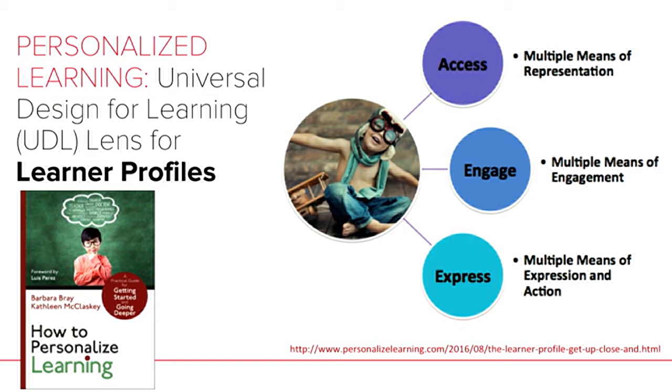It's How to Personalize Learning, and they use UDL, or Universal Design for Learning, as the lens for their learner profile. Let's look at how students like to access information, how they like to engage with the information that's going on in the class, and how they like to express their proficiency. This book has some super, super resources. It's got in-depth questions for all of those different ways you can get that information about your students. And then once you get that information, what do you do with it? Because it can be overwhelming.